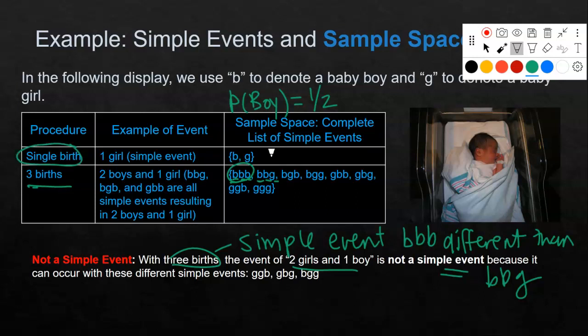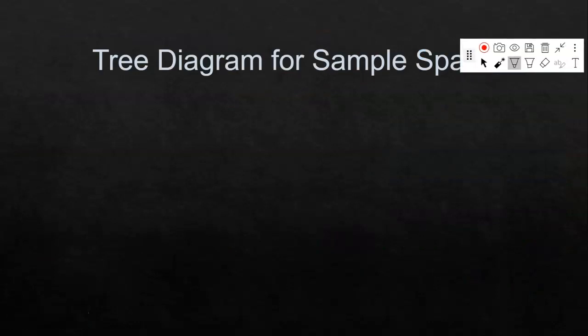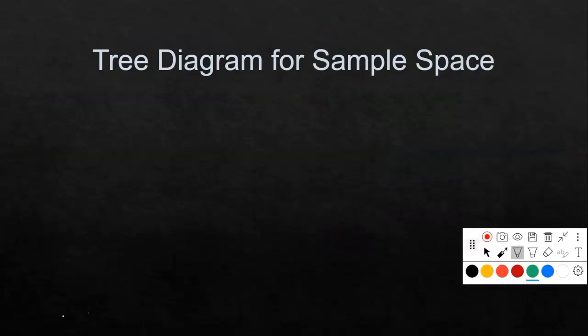In this slide, mainly I wanted to show you the idea of a sample space and how that sample space is going to help us come up with the denominator of our fraction when we start coming up with probabilities that are related to this situation. So a tree diagram is often what's used to come up with the sample space.